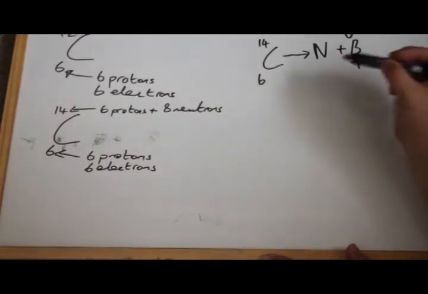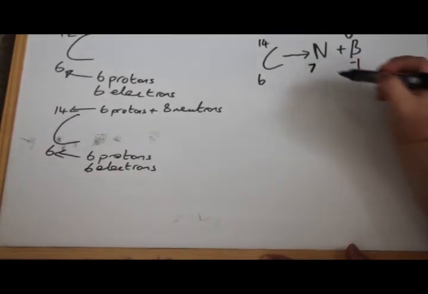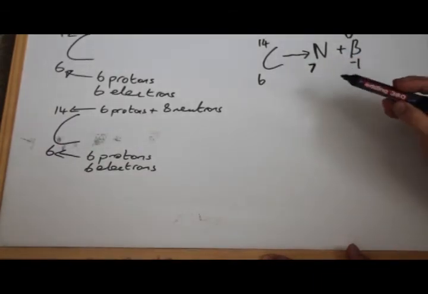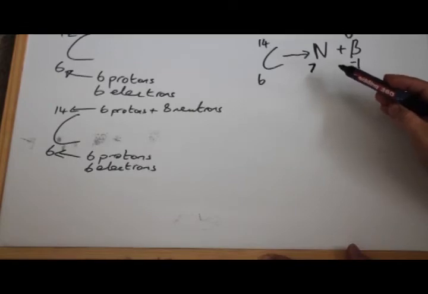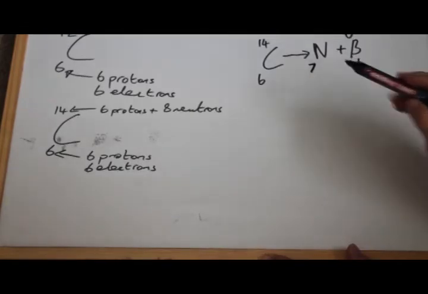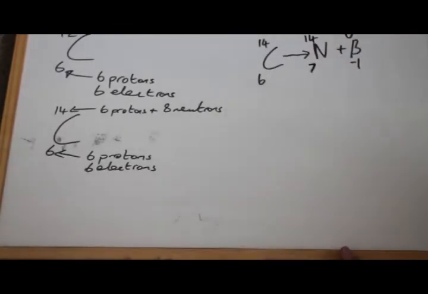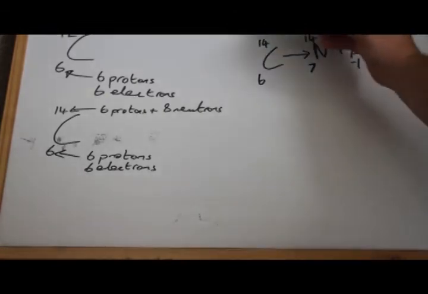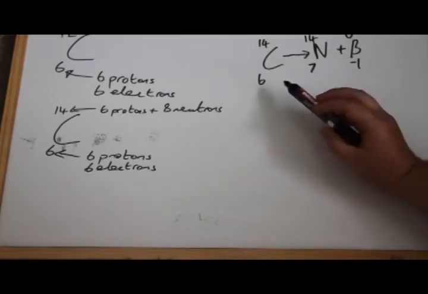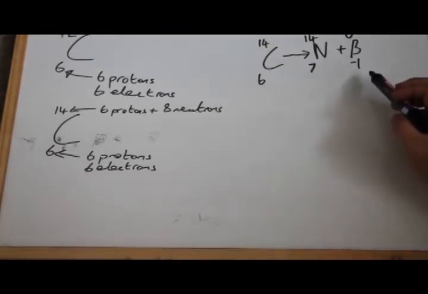Well, I think we can all cope with the idea that that must be 7. And that's good because the atomic number of nitrogen is 7. And the mass, well, the mass hasn't changed at all. So it's nitrogen-14. So beta decay always leaves the mass as it was and increases the atomic number by 1.